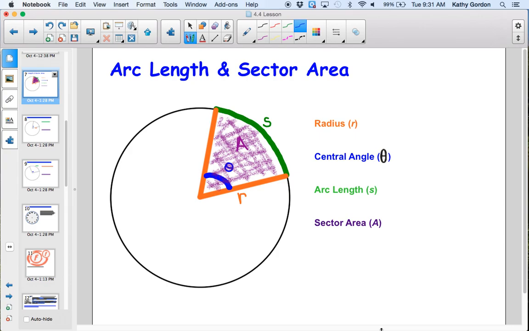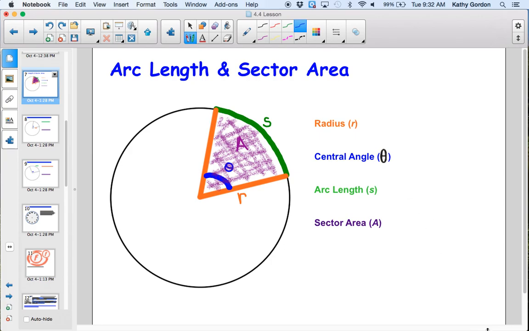Be careful about the labels here. The A is for area, not for arc. We use an S for arc length. A represents sector area. So S is not for sector, A is not for arc. It's a little bit confusing, but just keep those straight.